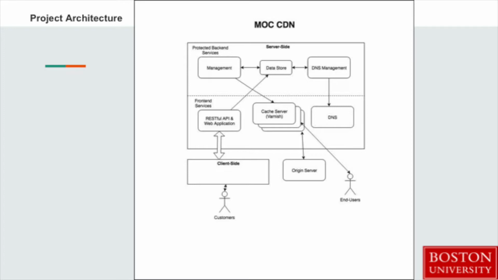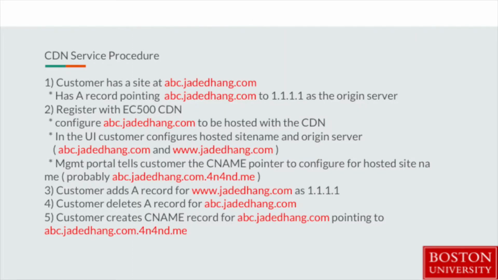After illustrating our system architecture, let me clarify our whole system service procedure, and how a client can use our system as their website CDN service. Before using our system, a client has to have a website, say abc.jtong.com, and this website has an A record pointing to some IP address as the original server. This A record must be hosted at some authorized DNS service like Google or GoDaddy.